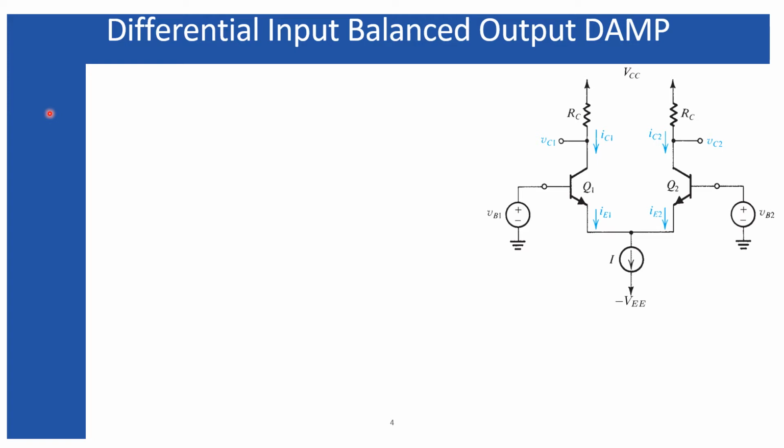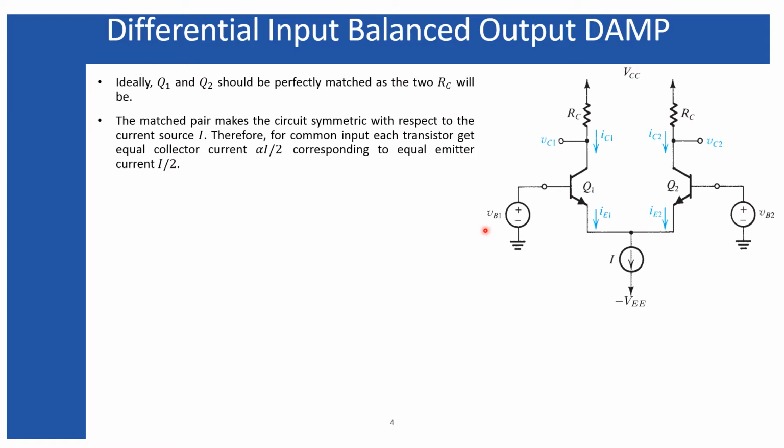In order to get the operation as a fully differential amplifier, we must have these conditions. That is, both this Q1 and Q2 must be perfectly matched to each other along with their collector resistance RCs. Next one is that this matched pair makes the circuit symmetric with respect to this current at their common emitter.